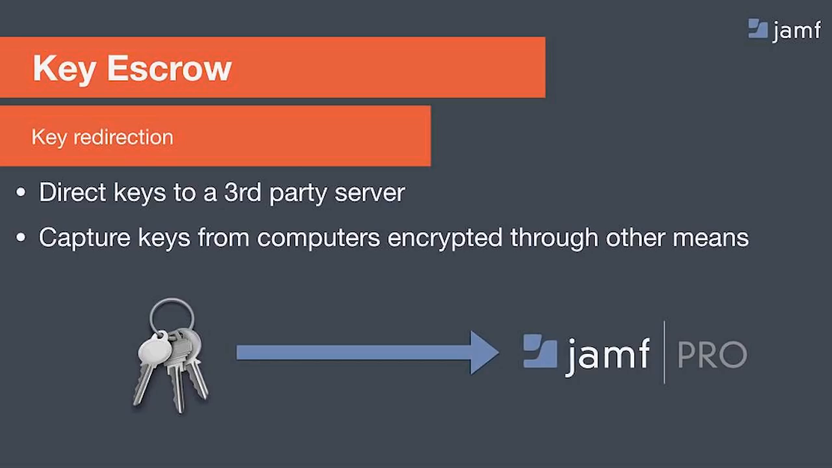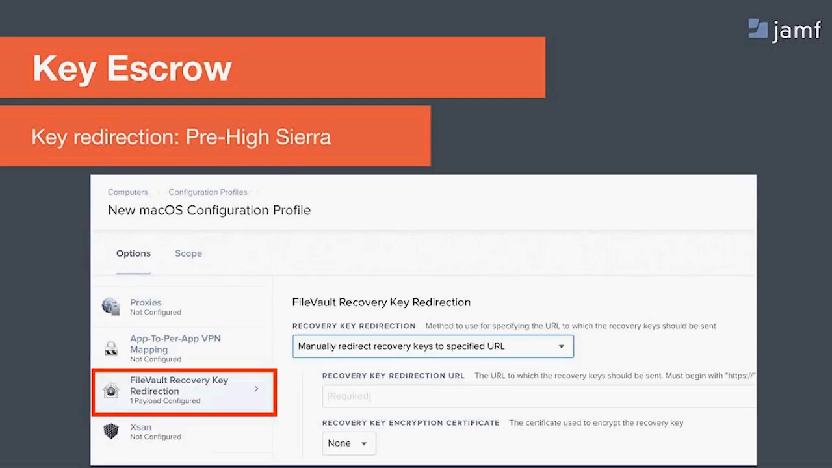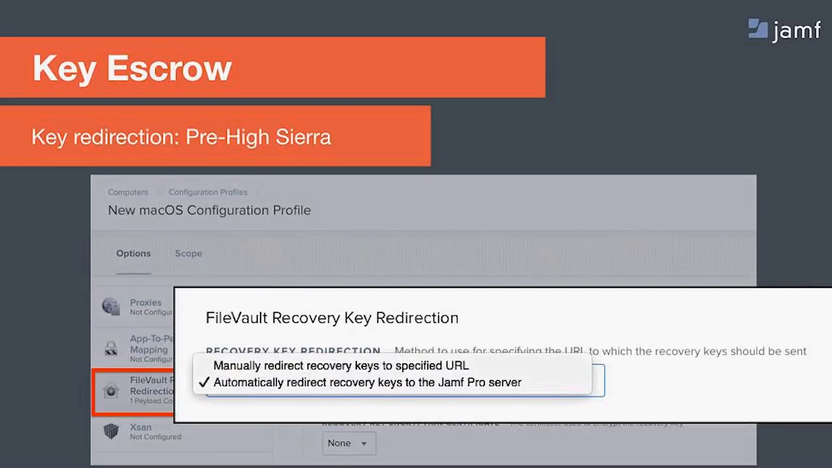Before High Sierra, we would use a configuration profile with the aptly named FileVault Recovery Key Redirection Payload. This basically gives you a couple different options for where you're going to send that profile. If we select the option to automatically redirect recovery keys to the Jamf Pro server, those send all keys, new or reissued, to the Jamf Pro server. We can also select the manual option here, which will then request a specific URL, which would be the URL of your third-party escrow server.